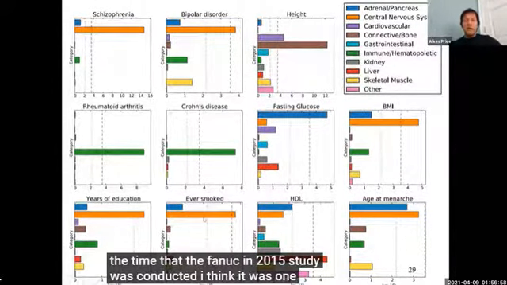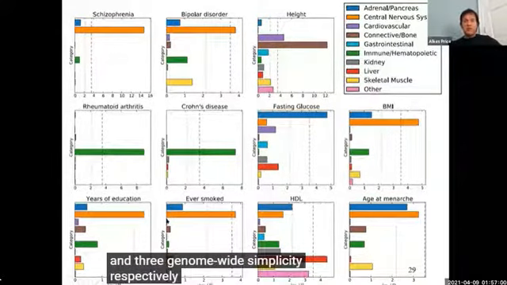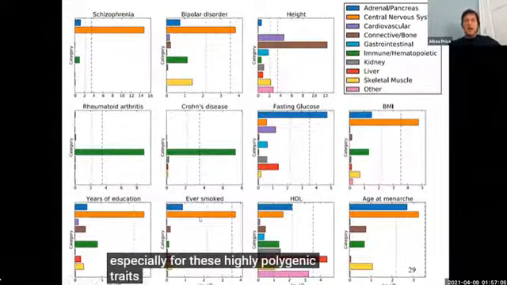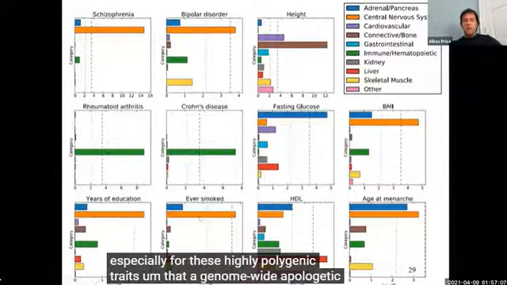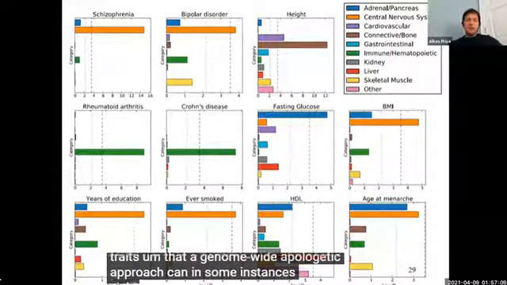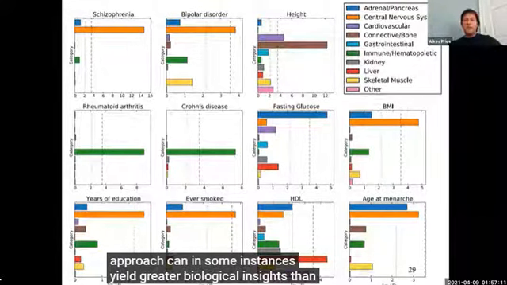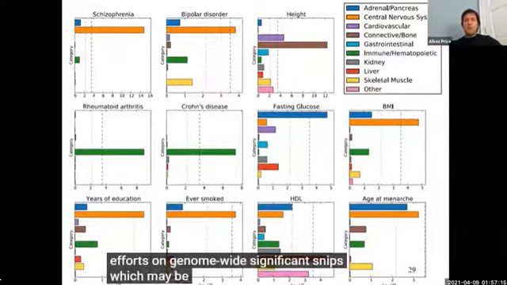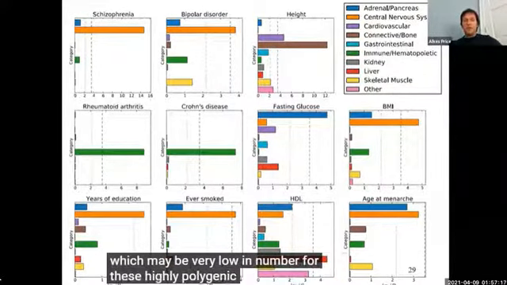I think it was 1 and 3 genome-wide significant loci respectively for these traits. And this is a demonstration, especially for these highly polygenic traits, that a genome-wide polygenic approach can, in some instances, yield greater biological insights than traditional approaches that focus their efforts on genome-wide significant SNPs, which may be very low in number for these highly polygenic traits.